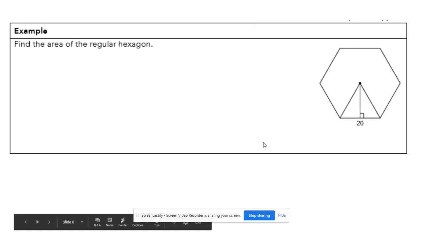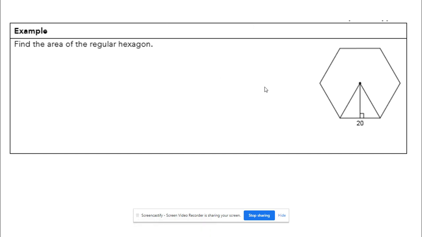All right, for this example, if we are trying to find the area of the regular hexagon, it's important to remember that regular means that all of the angles in the hexagon and all of the sides are congruent.